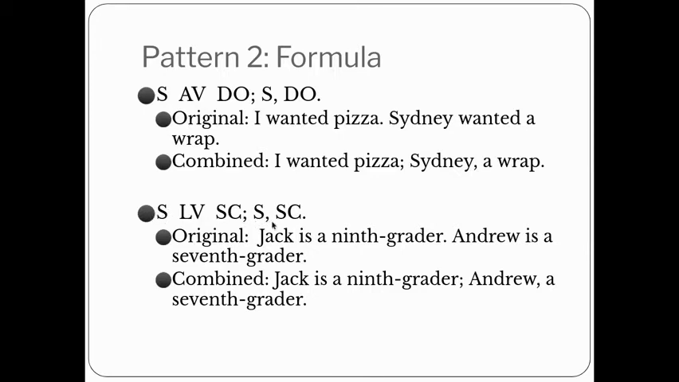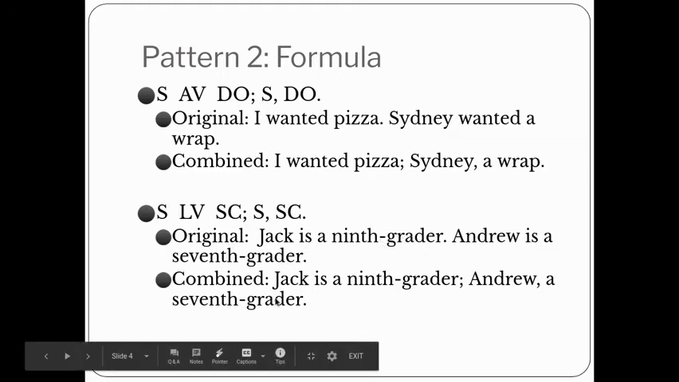Linking verb, it's replaced by the comma in the second clause because it's the same linking verb. Subject complement, period. The original: Jack is a 9th grader, period. Andrew is a 7th grader. Two sentences, we have the same linking verb, same construction, and these two words, 9th grader, 7th grader, are similar enough. When it's combined, the period becomes a semicolon.